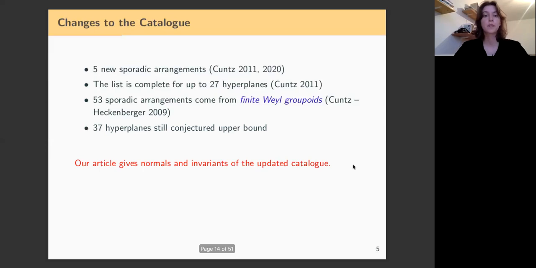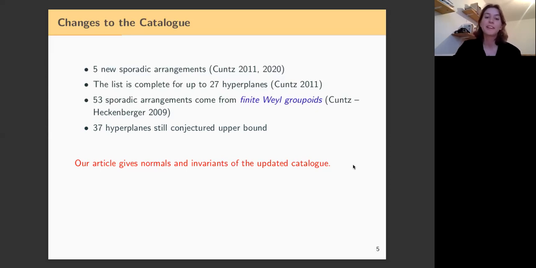Okay. So here's a little advertisement. In our article, for the updated catalog, we're going to give the normals and invariants for all of the known sporadic arrangements. This is work of Michael Kuntz. What he did was take this PDF of Grunbaum and code something to scan it and come up with all the normals. Then he restricted to subarrangements of those arrangements and checked if they're still simplicial.